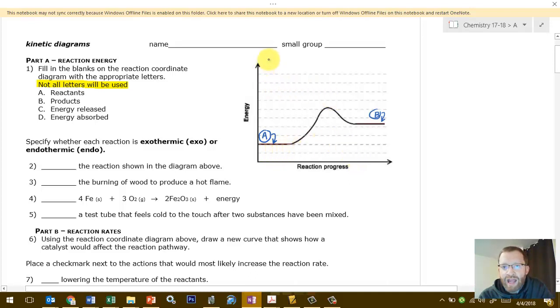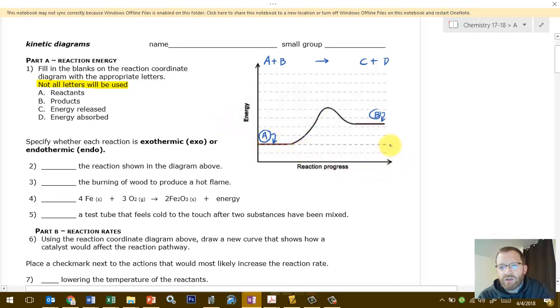So if this was a reaction for A plus B to make C plus D, our generic equation here, then it would look something like this. A and B are over here on the left, C and D are over here on the right. That's kind of the idea. And through the middle is the action of the reaction going through this curve. So the question then is, is this a drawing showing energy released or absorbed? Hopefully you came up with energy being absorbed.